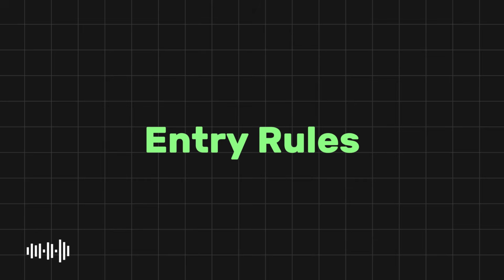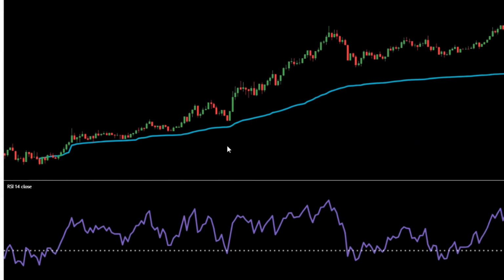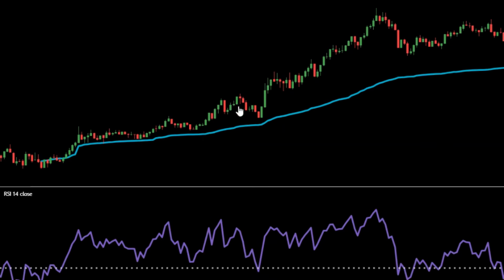Entry rules. Let's start with a buy setup in an uptrend. In an uptrend, price will often retrace back toward the anchored VWAP. This is normal and healthy price behavior. When the price gets close to the anchored VWAP, this is considered a pullback, but don't enter immediately. First, look at the RSI for confirmation. For a valid buy trade, the RSI must be above 50 and moving upward. This tells us that bullish momentum is still strong.